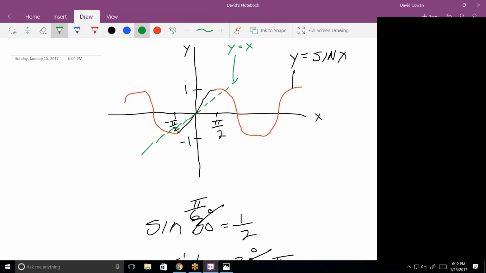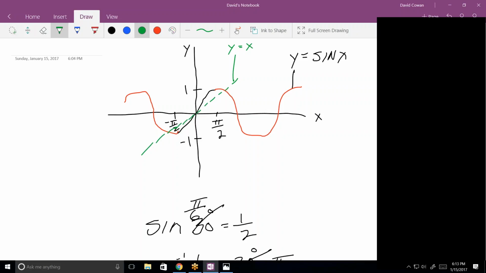However, if I took the entire sine curve, in other words, my red and the black part, and reflected it over that green line, I would end up with a vertical squiggly line, which would not be a function because it would not pass the vertical line test. You with me?